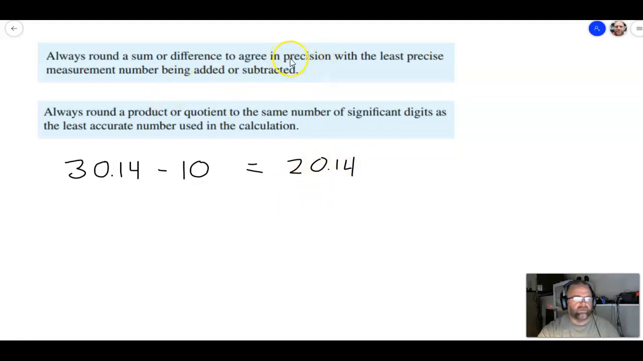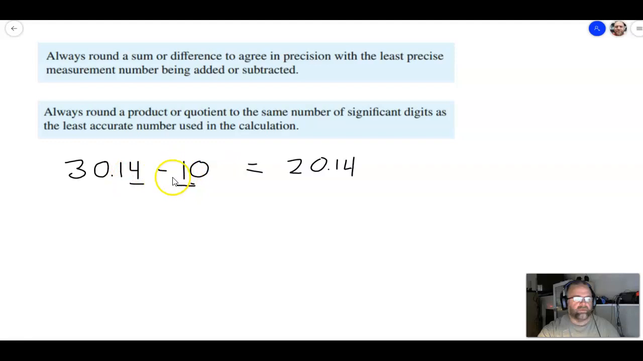And it says to agree in precision with the least precise measurement being subtracted. So the least precise would be the one whose rightmost significant digit is the greatest, right? So here, the rightmost significant digit is in the hundredths place. And here, the rightmost significant digit is actually only in the ones place, right? Because this is a whole number, and on whole numbers we don't count the right-hand zeros. So this value is far more precise than this value.